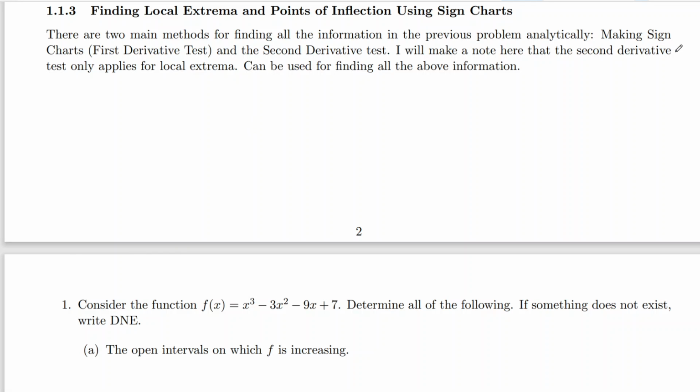Now, the second derivative test only works for local extrema. So it won't tell you anything about points of inflection, concavity. It won't tell you about increasing or decreasing. It's just going to tell you whether you have a maximum, a minimum, or not even sure when the second derivative equals 0.